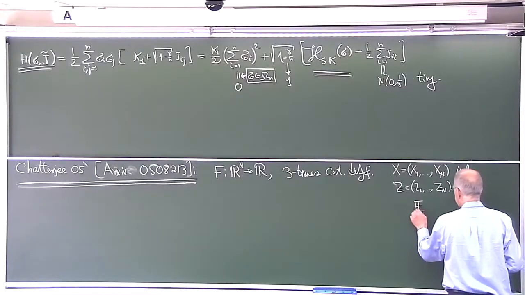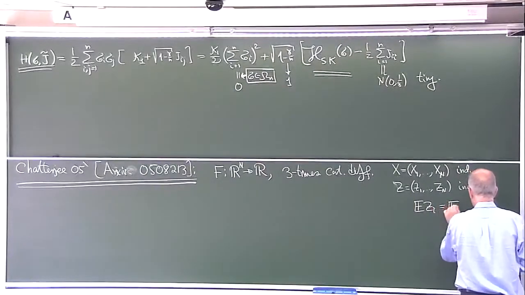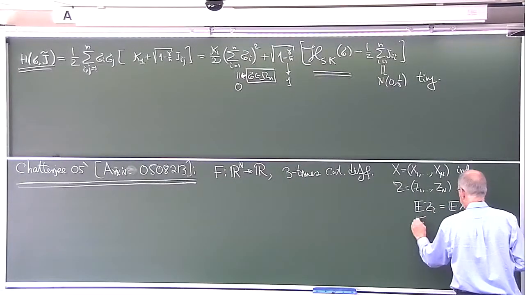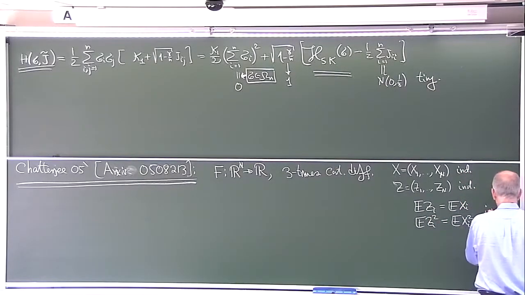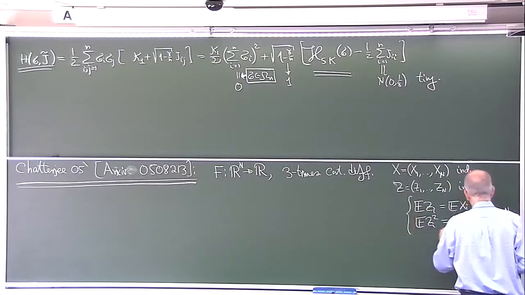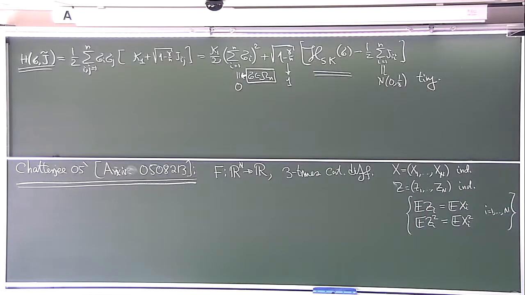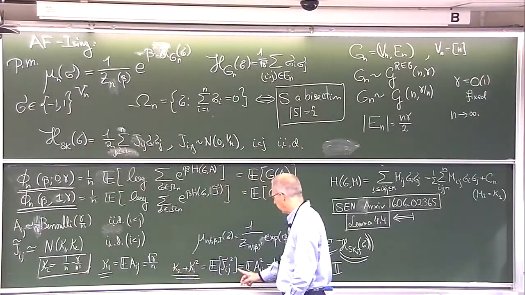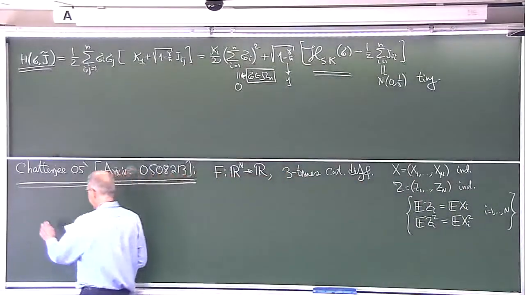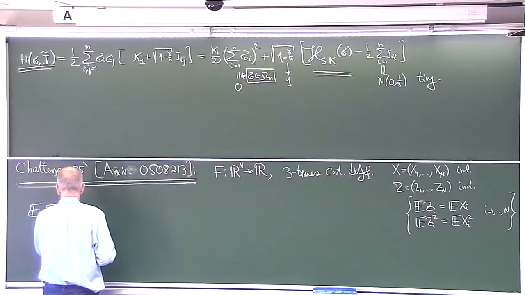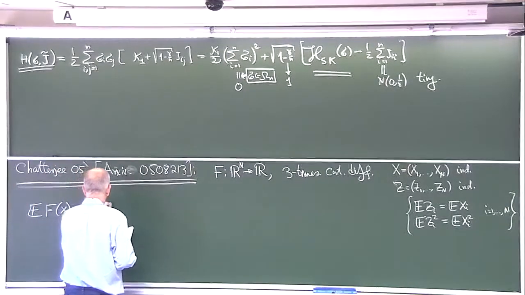And we also make sure that the expectation of z_i is the expectation of x_i, and the expectation of z_i squared is the expectation of x_i squared, for i equals 1 to n. The variables don't need to be identically distributed, they just need to be independent and share the same first and second moments. This is our situation here, right? You see, these are our A_ij compared to our J tilde_ij. That's why I wanted to make sure that the first moment, the mean, is the same. And now we want to bound the expected value of f of x minus the expected value of f of z.